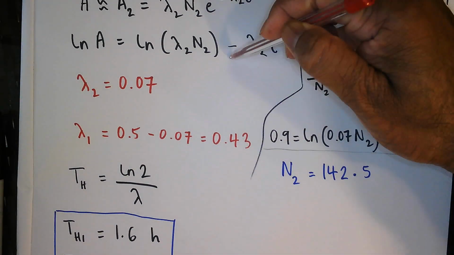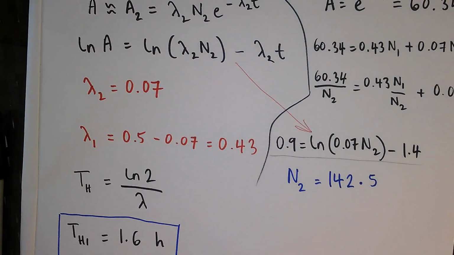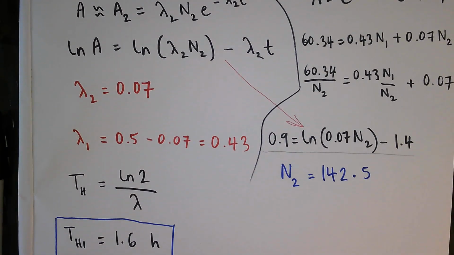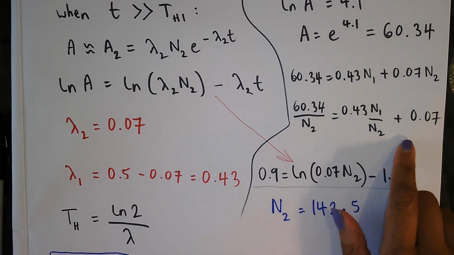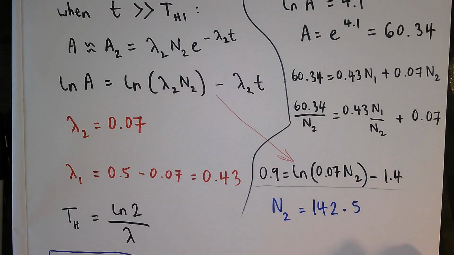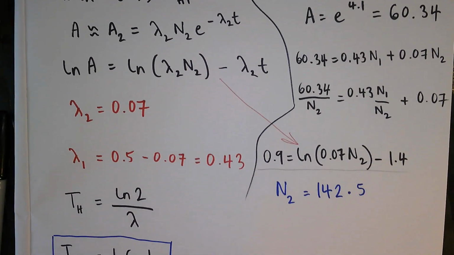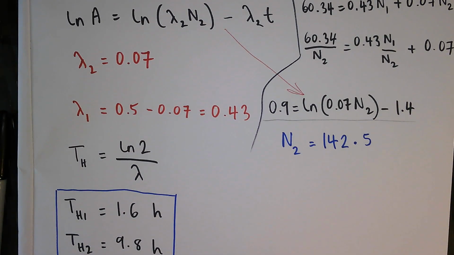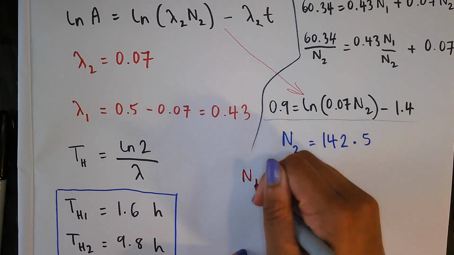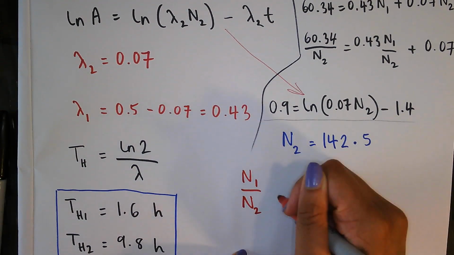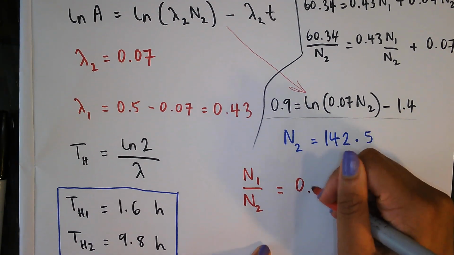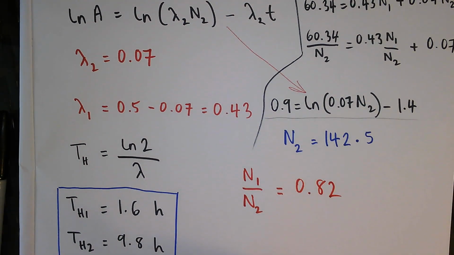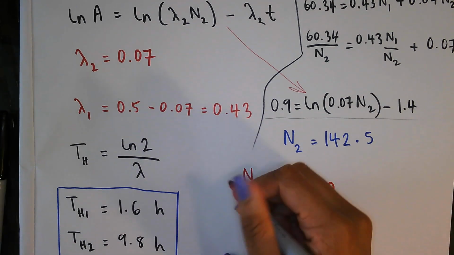And so now we can use this value of n2 and put it into this equation, so we can find the value of n1 over n2, which is what the question was asking for. So if we do that, we get n1 over n2 comes out to be 0.82. So yeah, that was what the question was asking for.